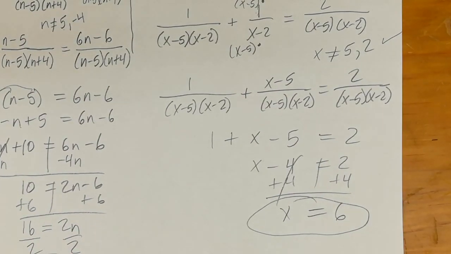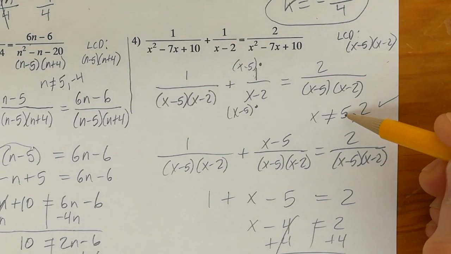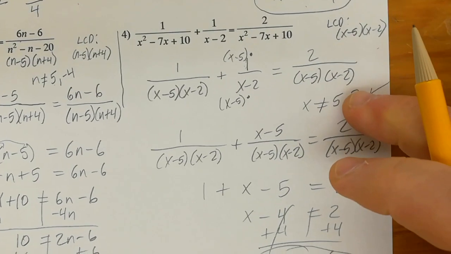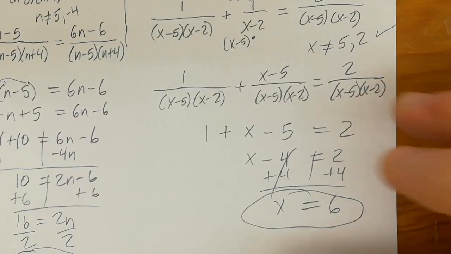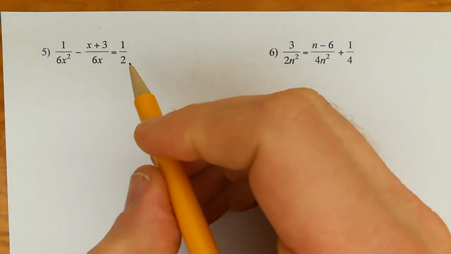All right, so I got x equals 6. I checked to make sure that was not an extraneous solution. Yeah, my excluded values were 5 and 2. The 6 is not one of those numbers, so I am good. All right, let's do number 5.